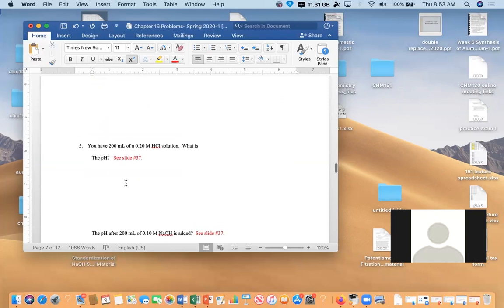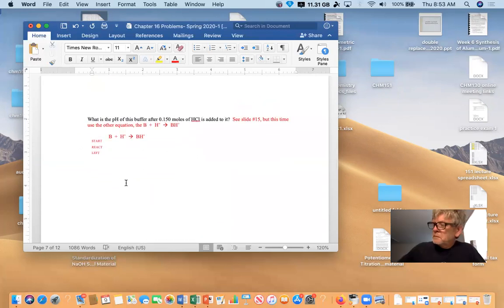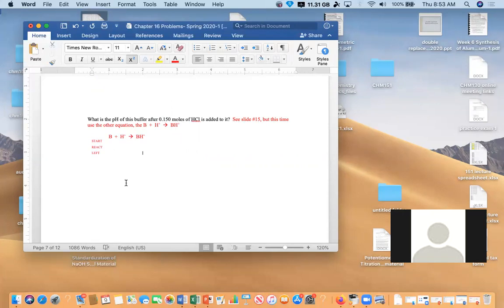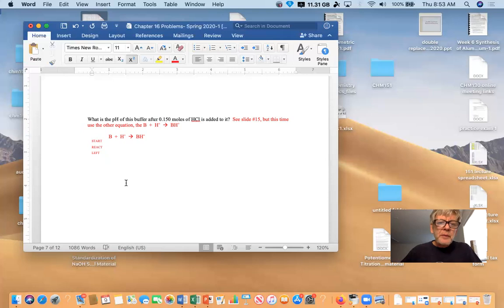I'm sorry, I have a question really quick about that. Sure. So just to check, how do you know that it's a buffer problem if the H has been used up and you're left with just the B and the BH? Well, to begin with, it's a buffer problem because we're adding something to the buffer. So to start with, it's a buffer.